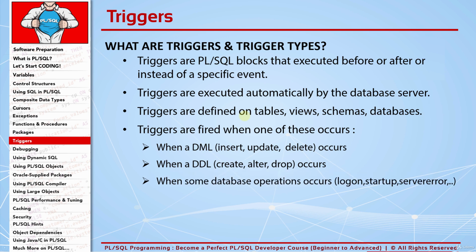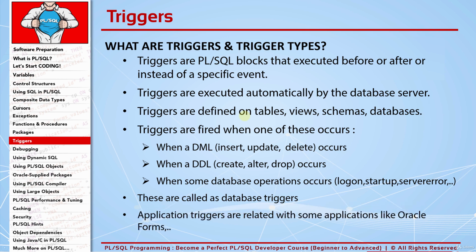The third one is when a specific database operation occurs, like logon, logoff, startup, shutdown, or server error, etc. This is also very useful in security and logging. All these trigger types are called database triggers. We will cover these triggers in this course. On the other hand, Oracle has another trigger type, application triggers. Application triggers occur within a specific application like Oracle Forms Developer or other Oracle applications.